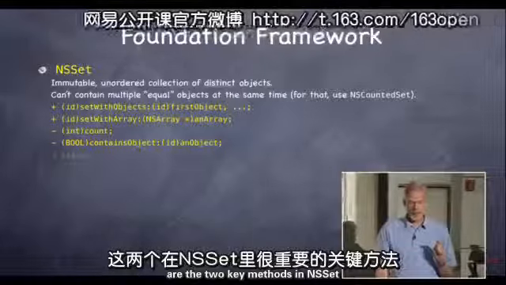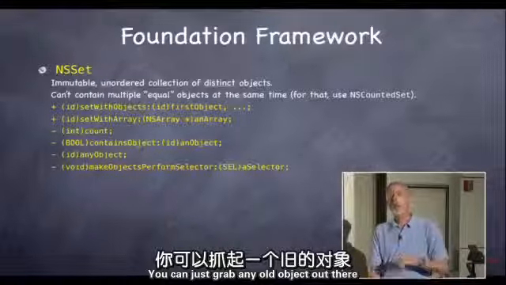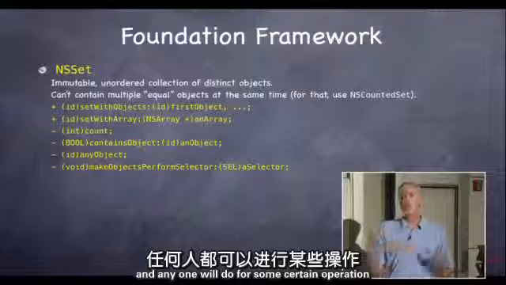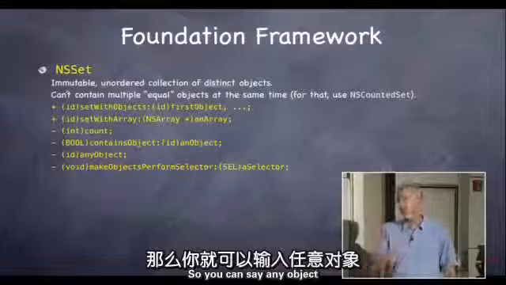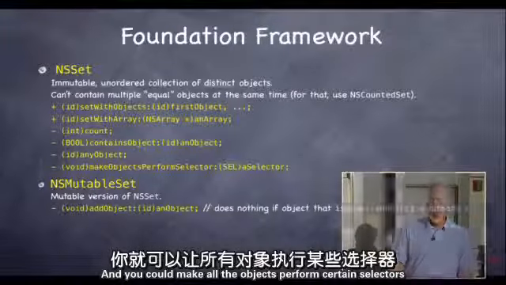So as you might expect, count and containsObject are the two key methods in NSSet. There's a method anyObject, which is nice. You just grab any old object out there. A lot of times you have a set of related objects, and any one will do for some certain operation. So you can say anyObject, and it'll very efficiently return any object. And you can make all the objects perform certain selectors.